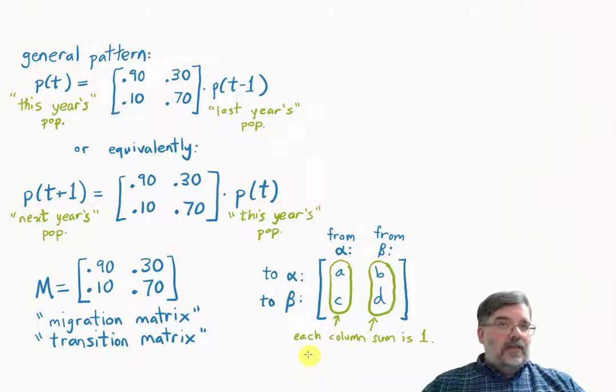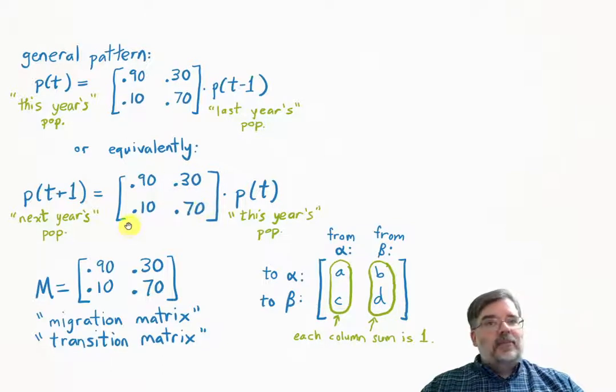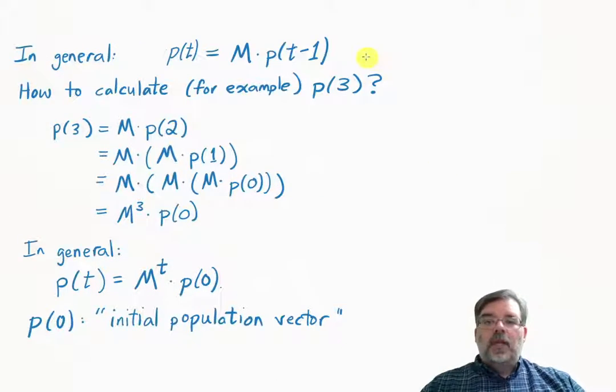And because everyone has to be accounted for, those percentages leaving an area should always add up to 1. And by leaving an area, I'm including the population that travels from beta to beta. So each one of these columns, the numbers should sum to 1. And I'm thinking of them as percentages, so these will generally be decimal values between 0 and 1. So in general, we'll have this formula. The population at time t is equal to the migration matrix M times the population at time t minus 1.